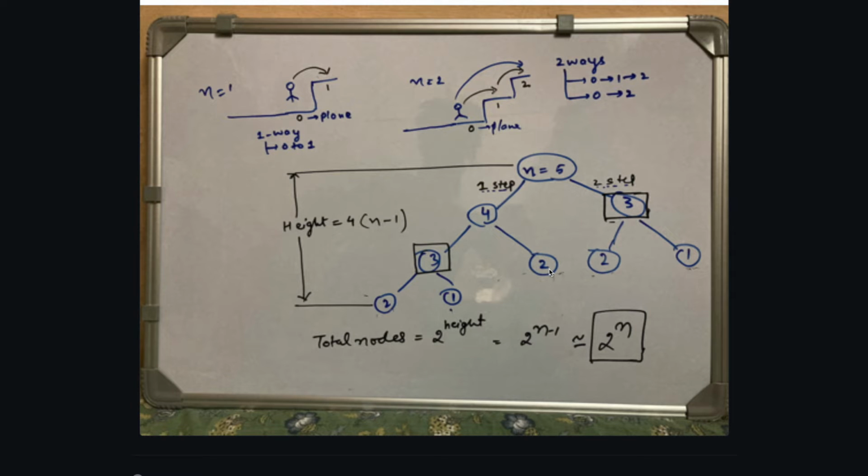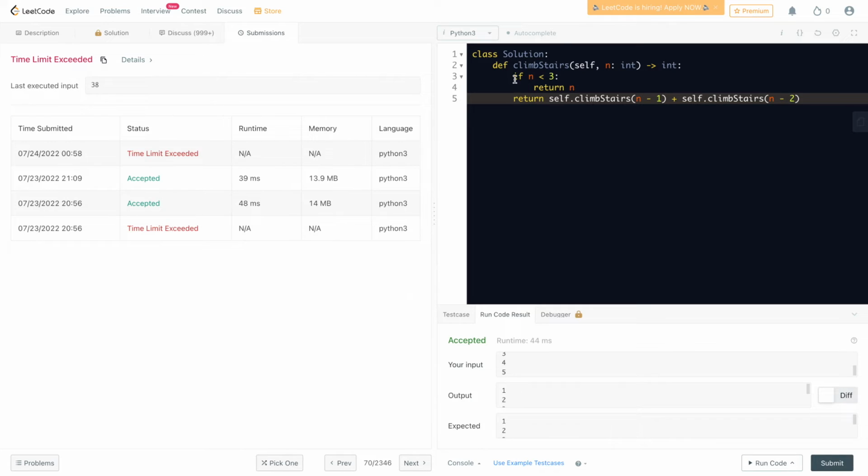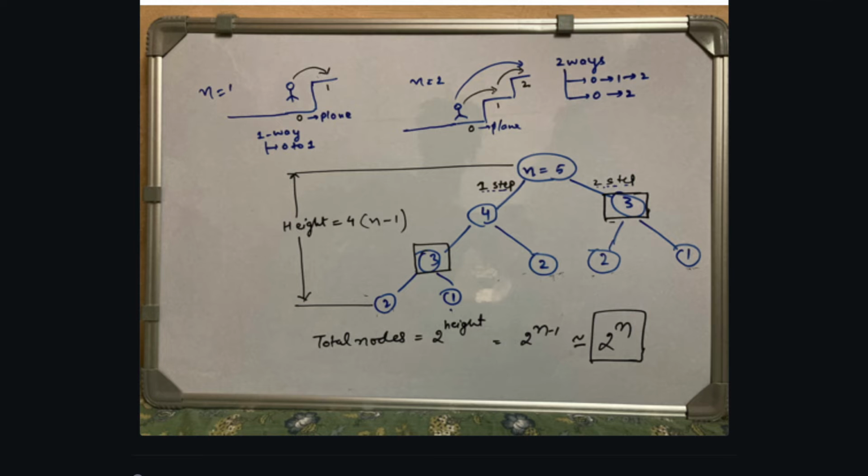To optimize this, what we can do is cache the results. So here in this diagram itself, we see that 3 has been repeated twice. If the tree is bigger, if our number is bigger, it will be repeated many more times. Although we see that 2 and 1 are also repeated, for these we are not calculating anything. We are just returning from the base case itself, and for any number higher than 2 we are recursing.